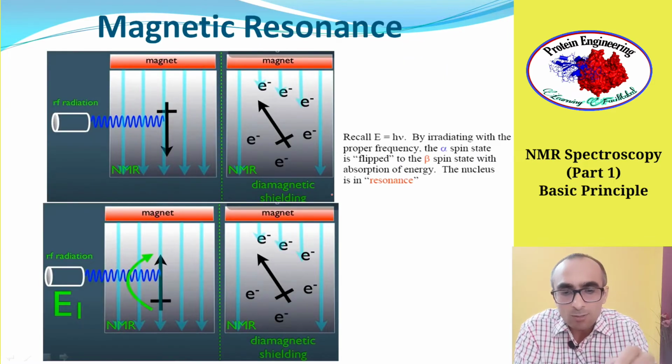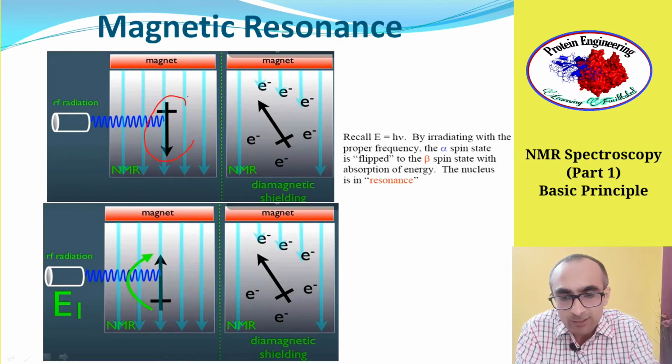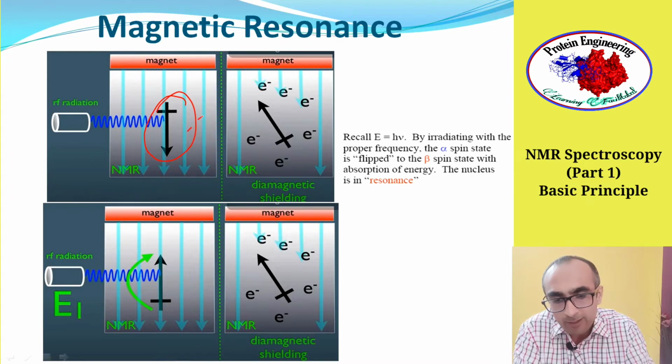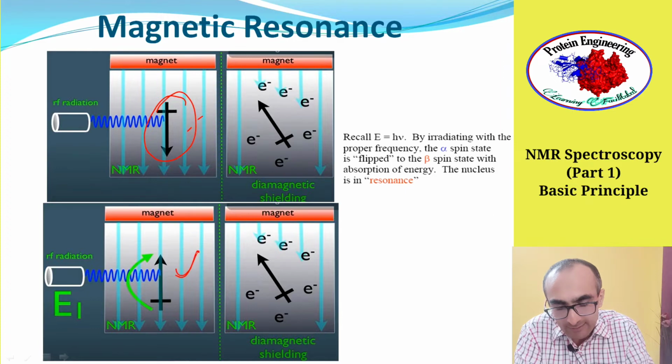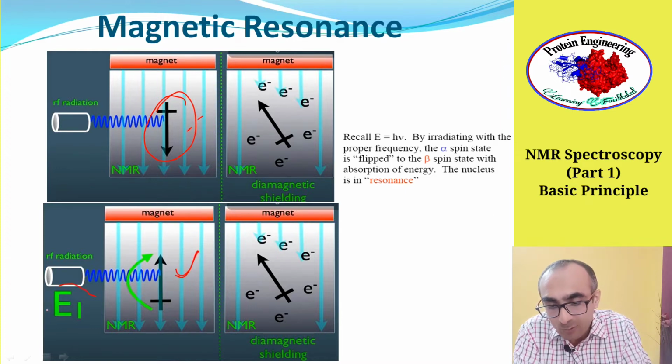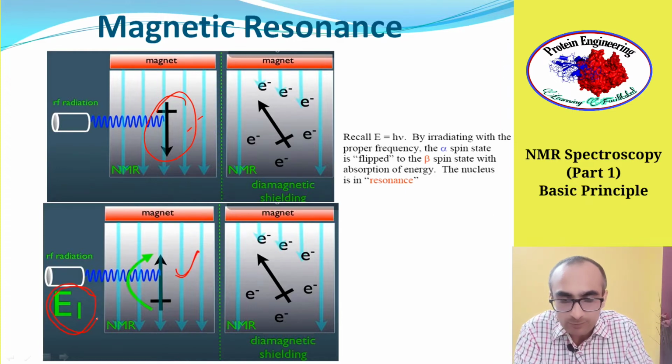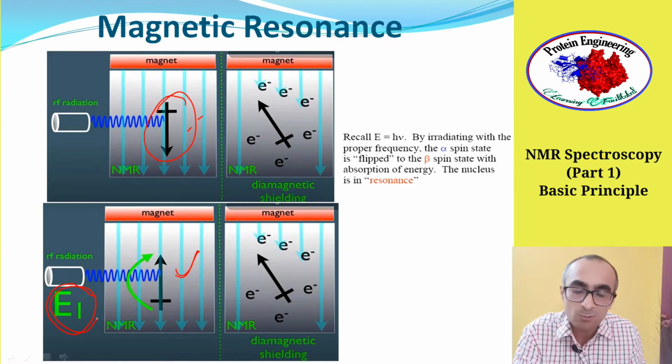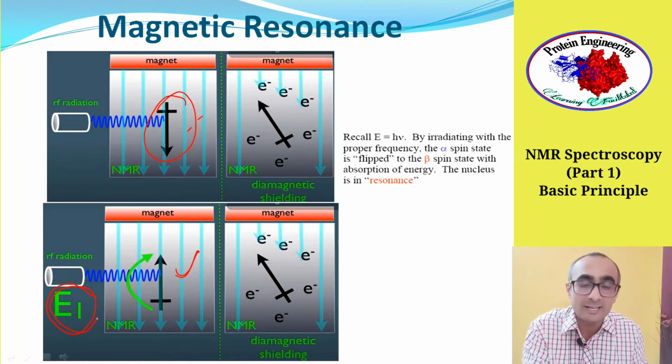So now to this alpha spin state, you give a pulse of radio frequency radiation. This nucleus will absorb and go to the beta spin state, and say it has absorbed the energy amount E1. So E1 energy is absorbed by this nucleus, which does not have any diamagnetic shielding.